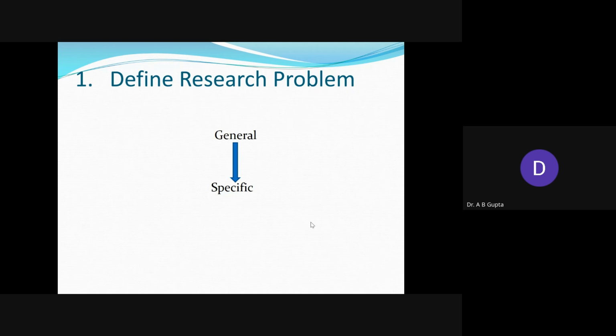So my friend, what I'm sharing with you is the first step: define the research problem. Very important. Move from general to specific when you have to define the problem. And anything which is of interest to you, anything which is of concern, which you think is an issue, and which can lead to new knowledge, which can actually solve the problem, which can help the society in looking at that in a different way, that is your research problem.